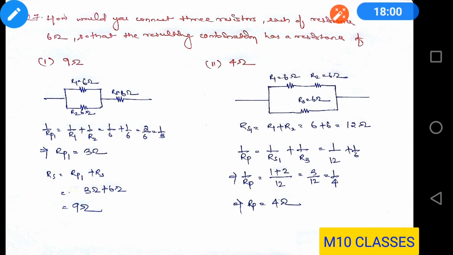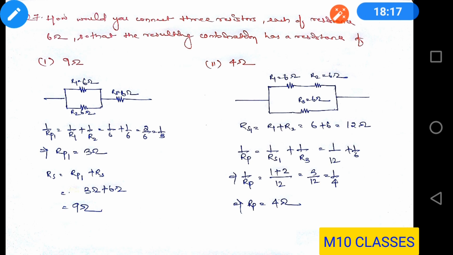Now let us come to the last question of this video. How would you connect 3 resistors, each of resistance 6 ohm, so that the resulting combination has a resistance of 9 ohm and 4 ohm? This is a question from a book also.